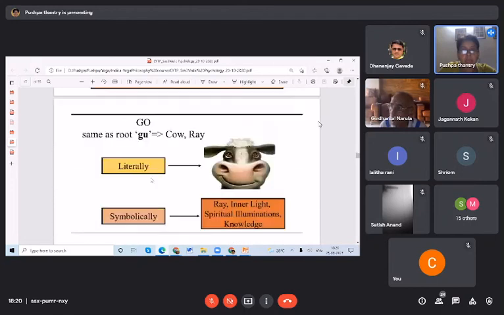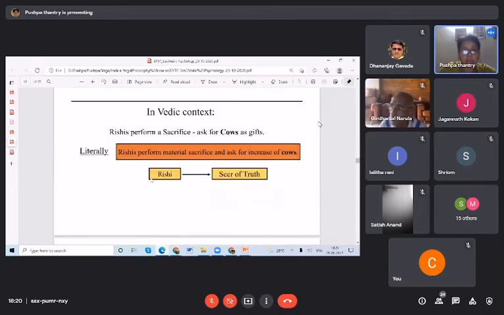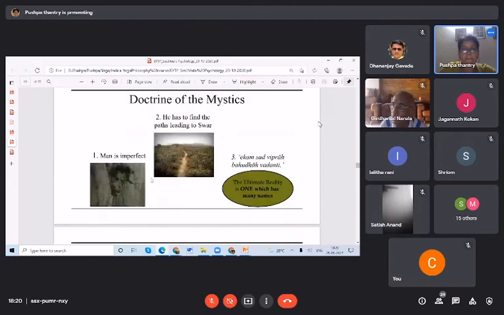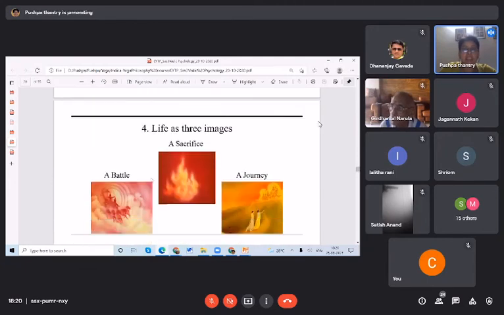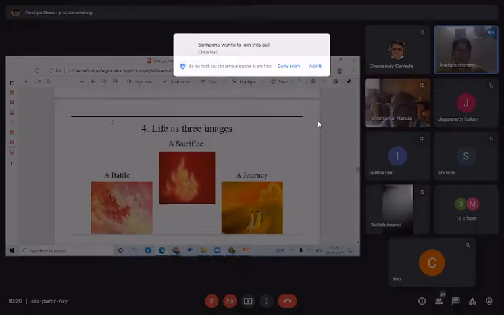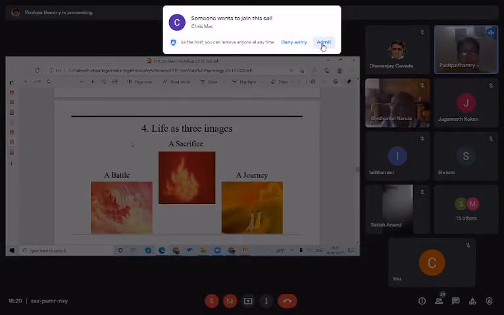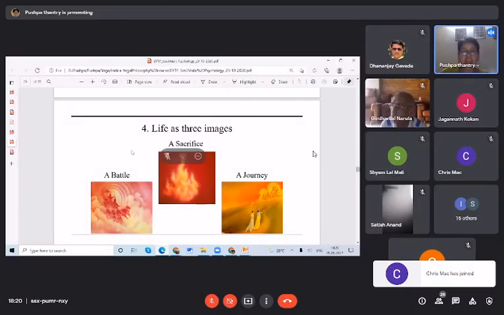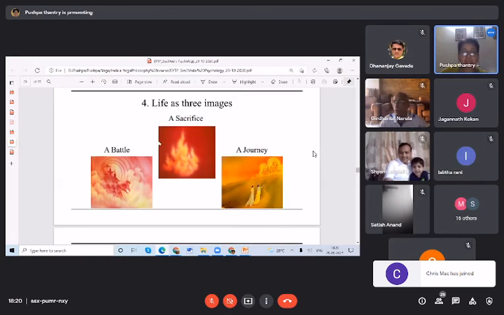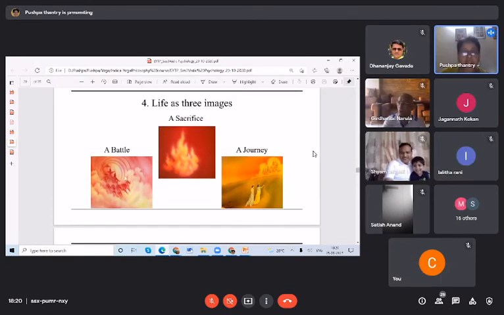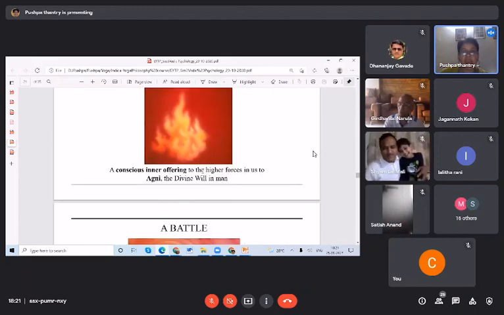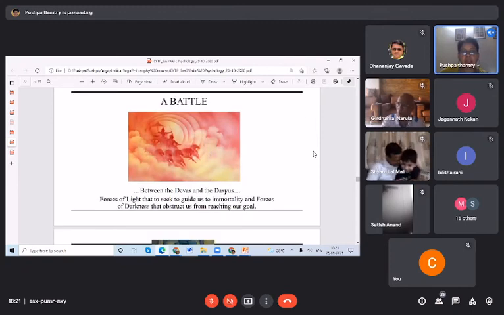I'll come back to this. I'll just share this because it's interesting. What the Vedas and Upanishads were saying is that life has three images: one is a battle, one is a sacrifice, one is a journey. I really found this very nice because once you're born, all these three are definitely going to be there. A sacrifice, a conscious inner offering to the higher forces, Agni, and the divine will, a battle between the devas and the dasyus.